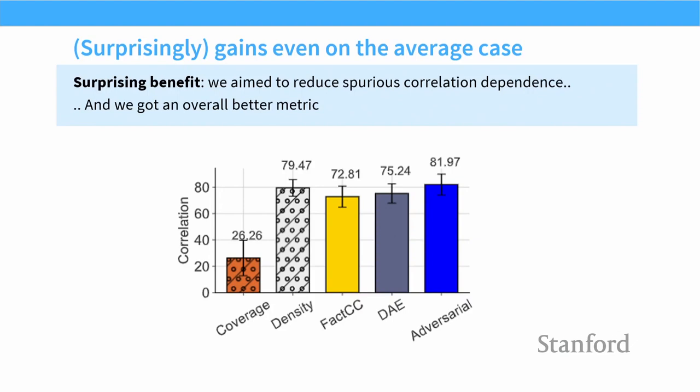Here, the error bars are large enough, so I'm not going to say that the adversarial robust model is going to be better than the others, but it's suggestive evidence that actually enforcing robustness could maybe lead to general improvements in the performance of our system. So I think that's a kind of hopeful note to try to end on here.